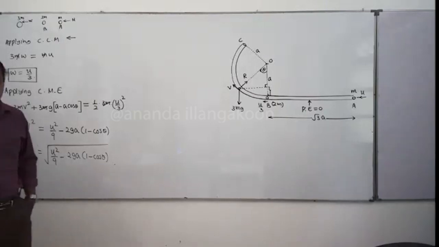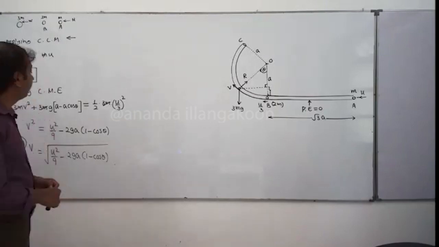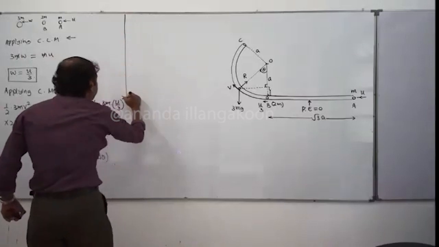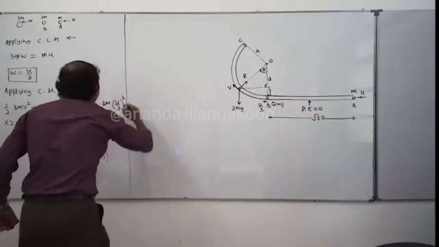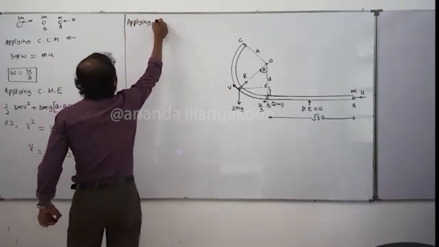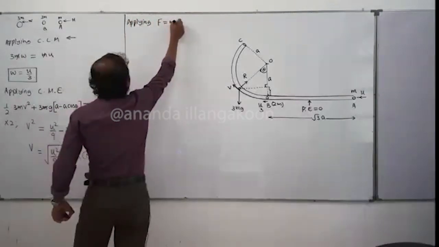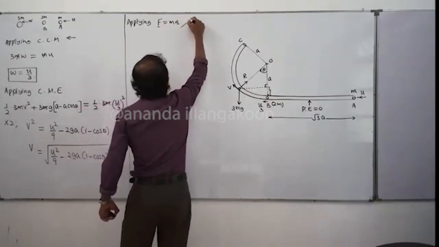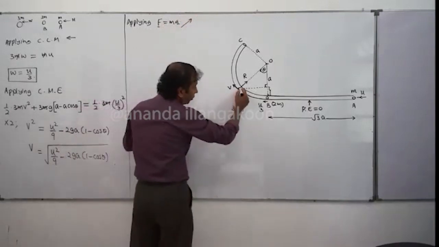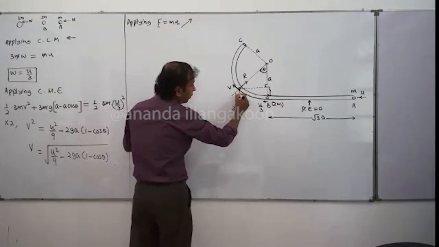Now the normal reaction is acting. We can apply F equals ma towards the center, in this direction. Then I produce this straight line. If this is theta, this is also theta.